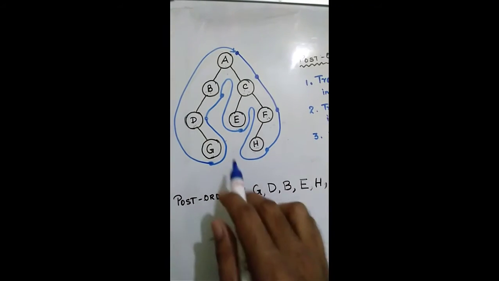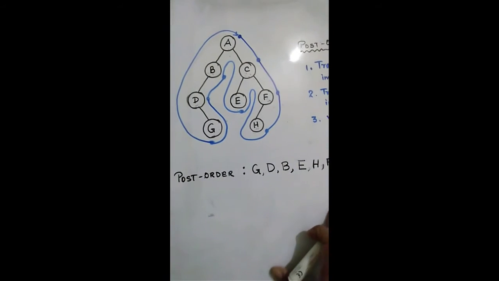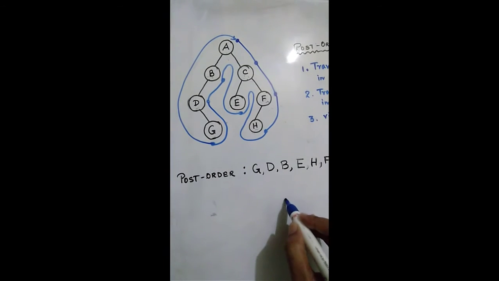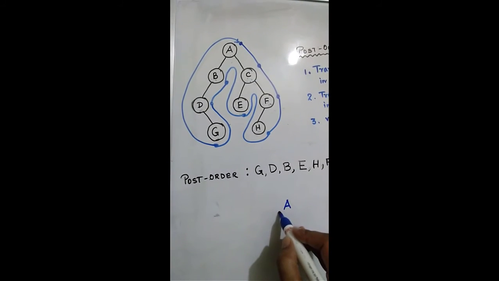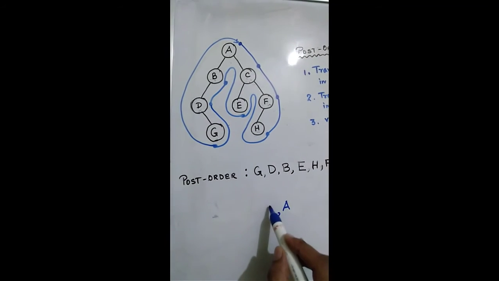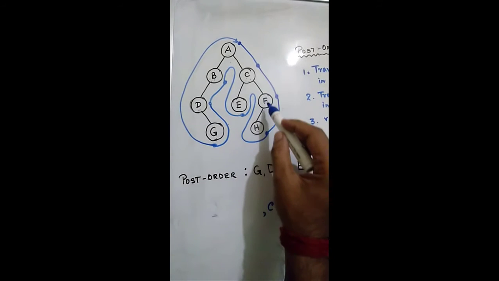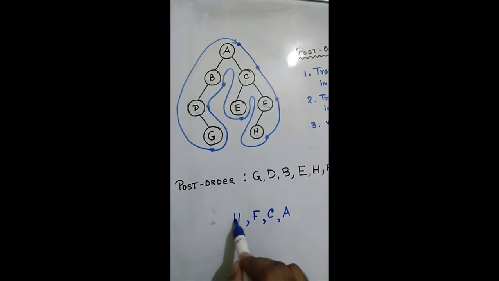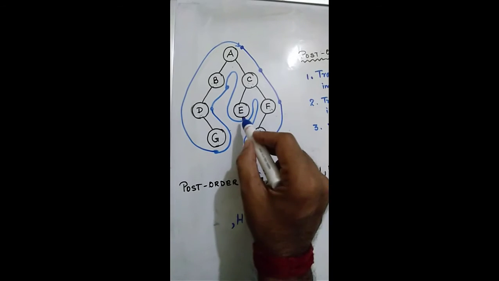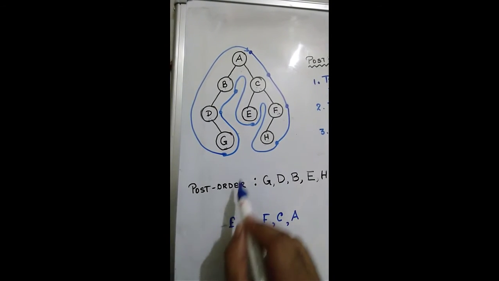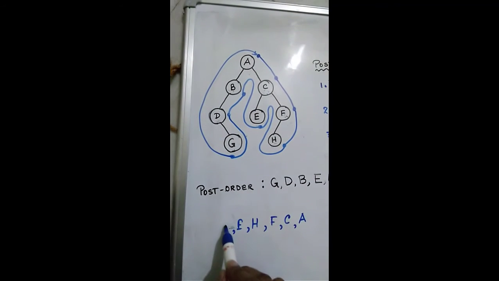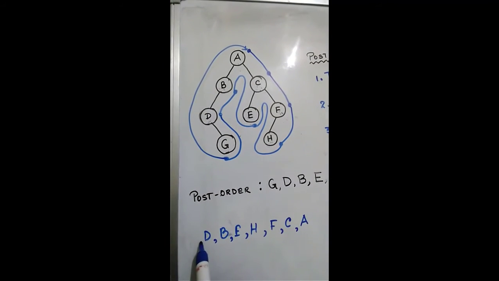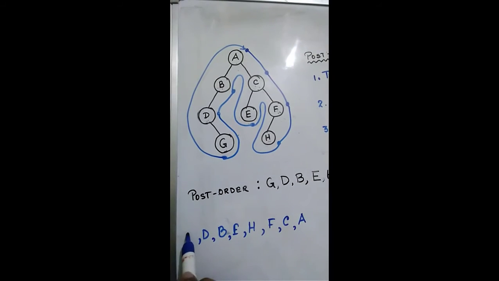Now the way we have visited these nodes, we will start writing from our right-hand side and move towards the left. We started from A, so the first node that we visited is A. After that we visited C. After it we moved and visited F, then H, then E, then after E we visited B, after B we visited D, and after D we visited G.